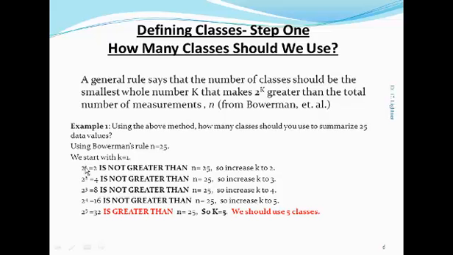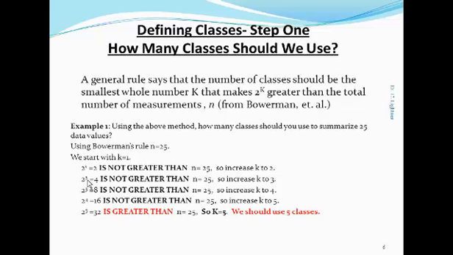We can start off with the k value of 1 as our exponent for 2. 2 to the first power is equal to 2. That value is not greater than our number of data values n equals 25. So we should increase k to 2. 2 to the second power is equal to 4. This number is also not greater than n equals 25, our number of data values. So let's increase k to 3. 2 to the third power equals 8, still not greater than 25.